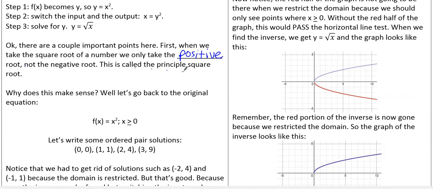Not the negative root. This is called the principal square root, which is the positive one. Why does this make sense?